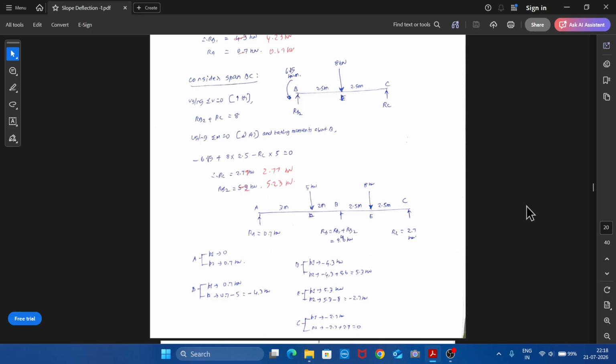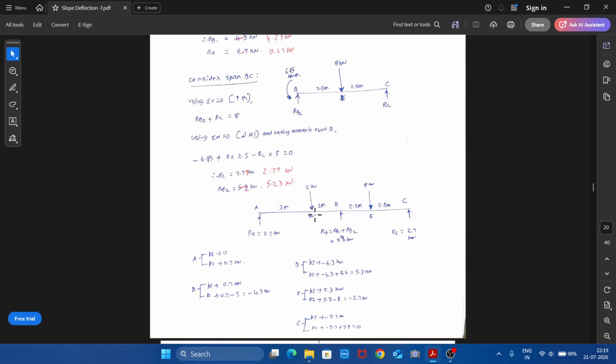Then we need to proceed from left to right for finding shear force. For example, at point A, we have two positions P1 and P2. P1 means stand at A, see to the left. There is no force, therefore 0. P2 means stand just to the right of A and see to the left. So we have left upward force of 0.7. Left up is positive, therefore 0.7.